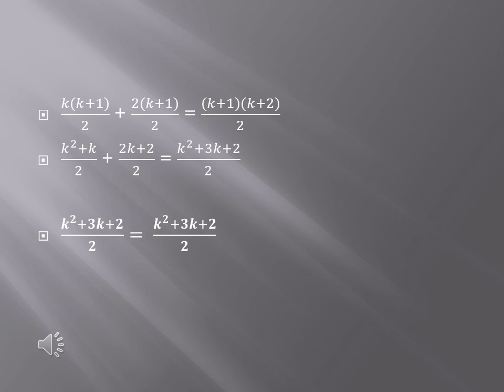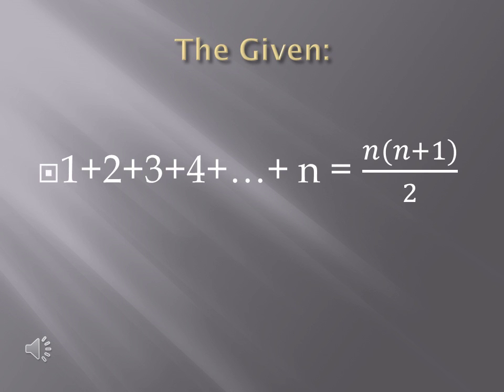This will give us the final answer of k squared plus 3k plus 2 over 2 is equal to k squared plus 3k plus 2 over 2. Thus proving our statement 1 plus 2 plus 3 plus 4 all the way up to n equals n times the quantity of n plus 1 over 2 as true.